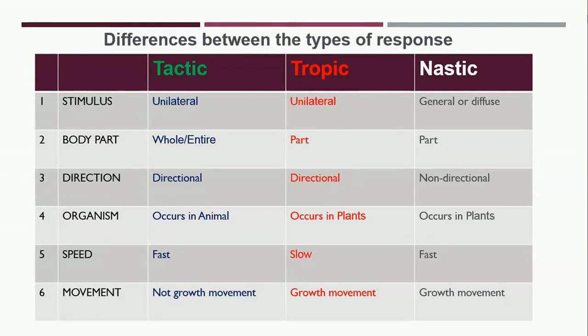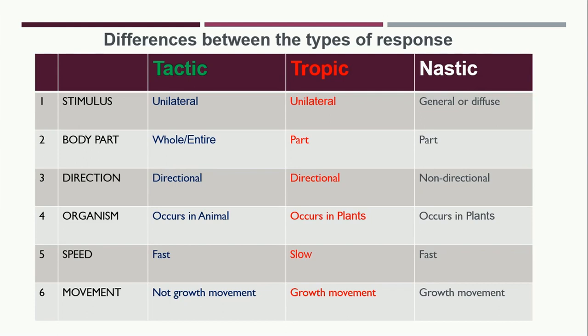Now let's look at differences between the types of response. We have 3 responses, don't forget: tactic response, tropic response, and nastic. Now in terms of stimulus, the stimulus of tactic is unilateral. In tropic it is what? Unilateral, but in nastic it is general or diffuse. In terms of body parts that respond to the stimulus, in tactic, the whole or the entire body moves towards or away, okay, responds to the stimulus. But in tropic, only parts of the plant, and in nastic, only parts of the organism.